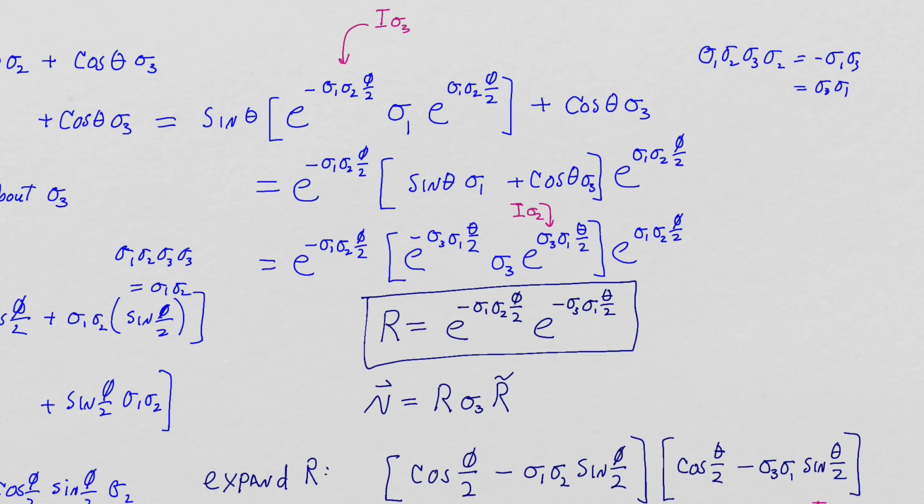theta sigma 3. So I can put it in there, and if I expand this out, I get sine theta sigma 1 sandwiched between the rotor and its reverse. But when I get cosine theta sigma 3, it's also sandwiched between the rotor and the reverse, but it commutes with the reversion, and then the two rotors cancel out, and you're just left with this term.